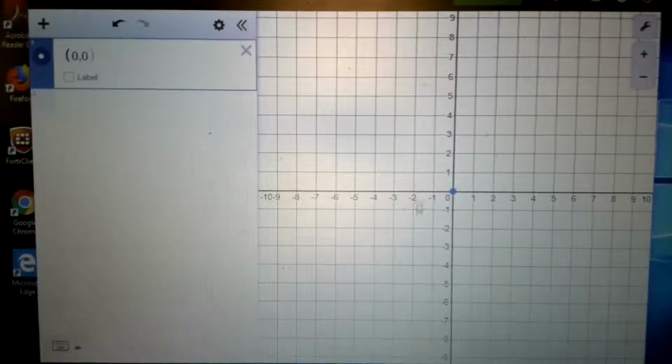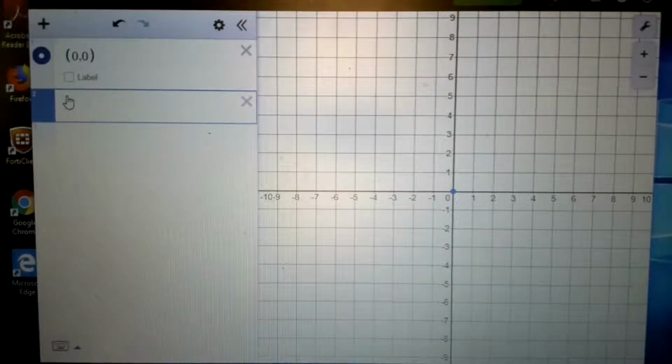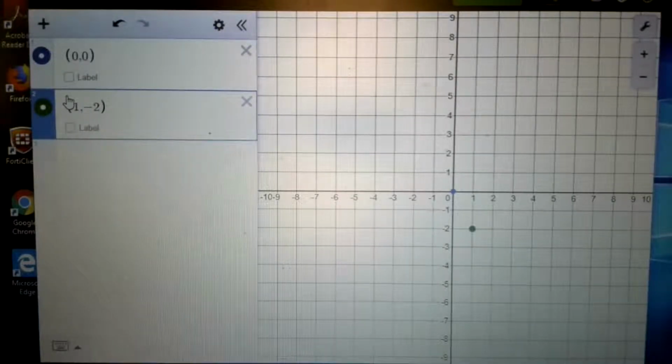Which you can see that's right in the center. X value is 0, y value is 0. Next one I have is 1, negative 2. One on x, so 1 block east, 2 blocks south for negative 2. Next up we have 2, negative 4.